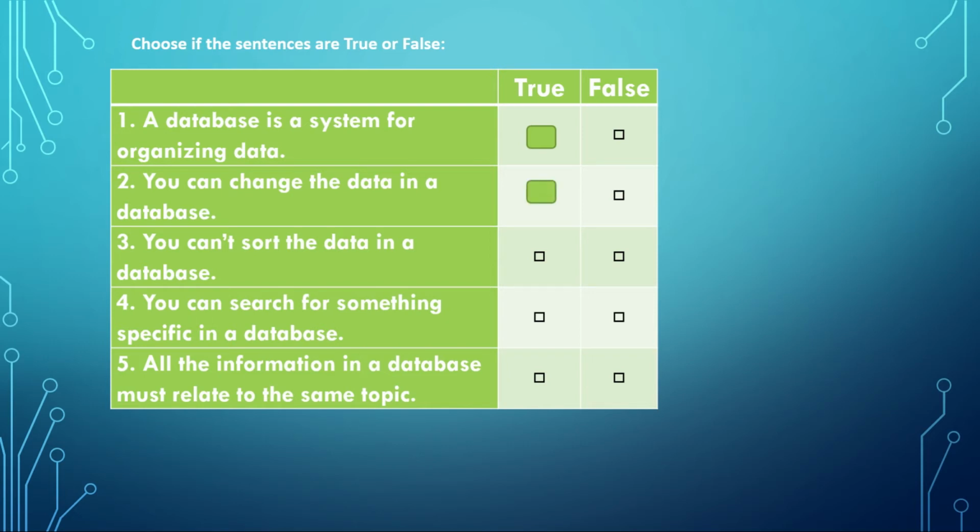You cannot sort the data in the database. No, we can sort it, so it is false. You can search for something specific in a database. Yes, we can. All the information in the database must relate to the same topic. Yes, if we are creating the database of a school, then it must contain only the data of a school, not the inventory of any grocery shop or anything else.